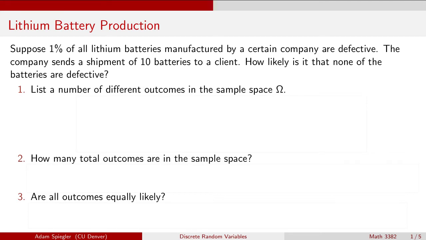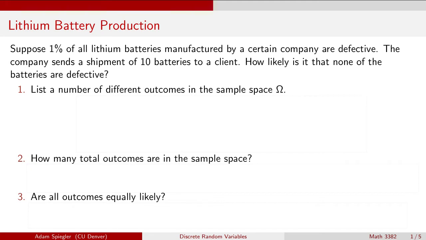And so we're going to make an assumption in this example and in what follows that each time we pick a battery, the likelihood that it's defective is 1%. So every single time we pick a battery, it's a 1% chance of being defective. Each battery that we pick is independent of the next battery that we pick.